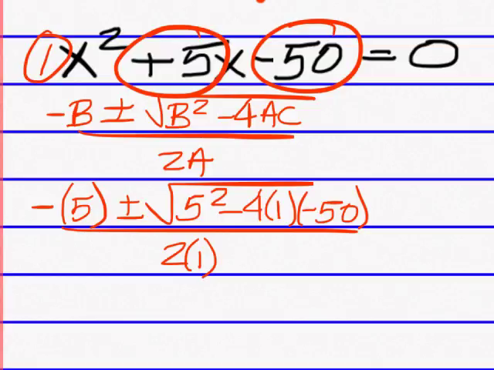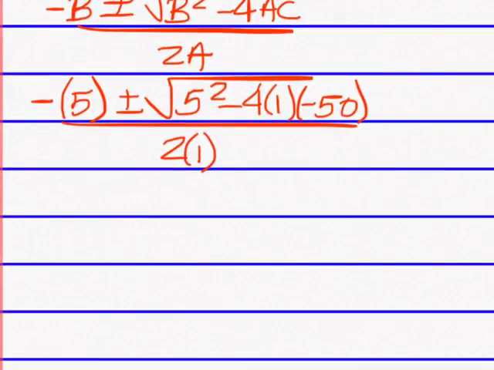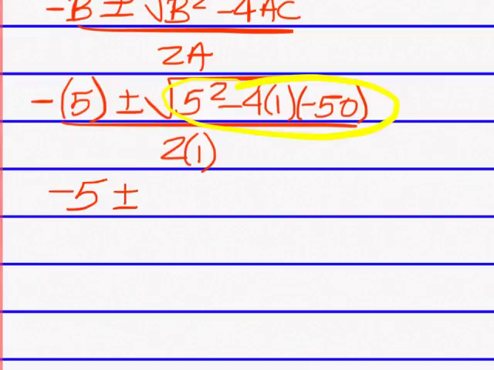Now in your calculator, figure out what this part is first that I'm going to circle in yellow. Figure out this part, including the radical sign. Whatever that is, you're going to keep track of it. You should have negative 5 plus or minus, and then just type this in the calculator: 5 squared minus 4 times 1 times negative 50. You should come back with 225. What's the square root of 225? 15. So you should have negative 5 plus or minus 15 over 2.